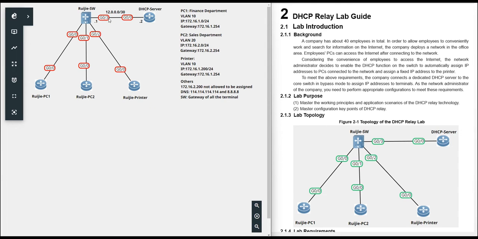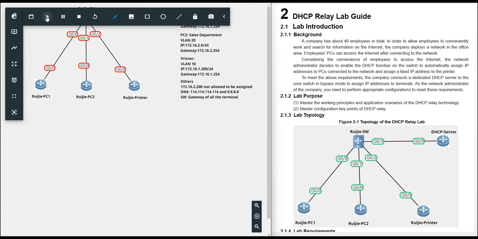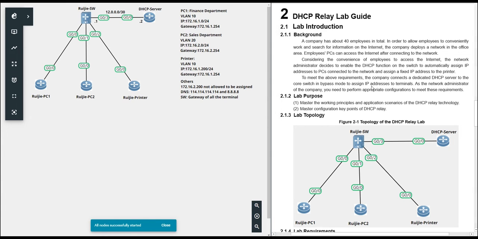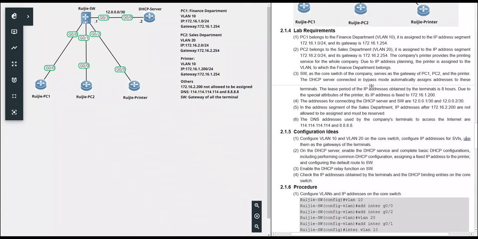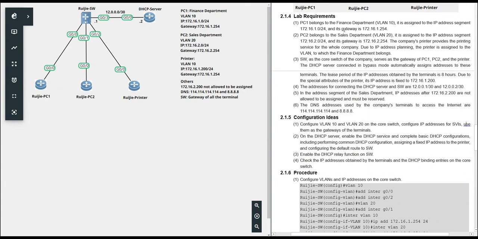and we will have a segment of 12.0.0.0/30, where the left IP address is .1 and the right is .2. The right side has the same parameters for PC1, PC2, the printer, and other requirements. All of them are the same. So now we can directly click to let all the devices start. Right? Now it's successful.